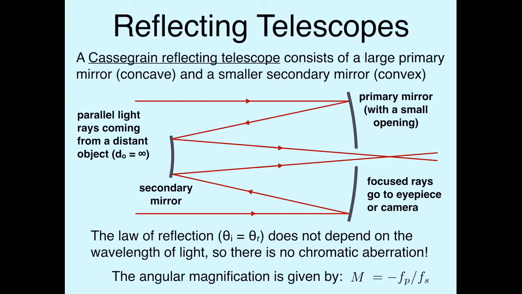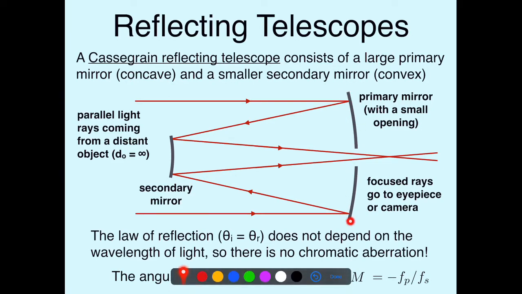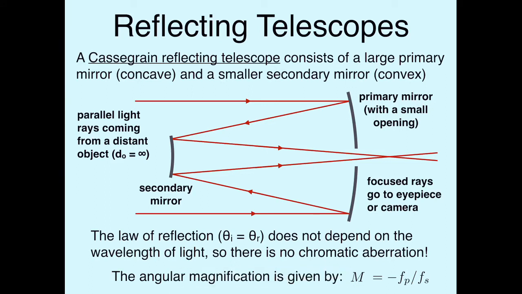It's called a Cassegrain reflecting telescope. Here we have a very large primary mirror, which has a concave shape, and then a smaller secondary mirror, which has a convex shape. All right, so here is our primary mirror. It's the much larger one with the concave shape. There's actually a small opening at the very center of that mirror. Here's our secondary mirror, and this is the one with the convex shape that's comparatively much smaller.